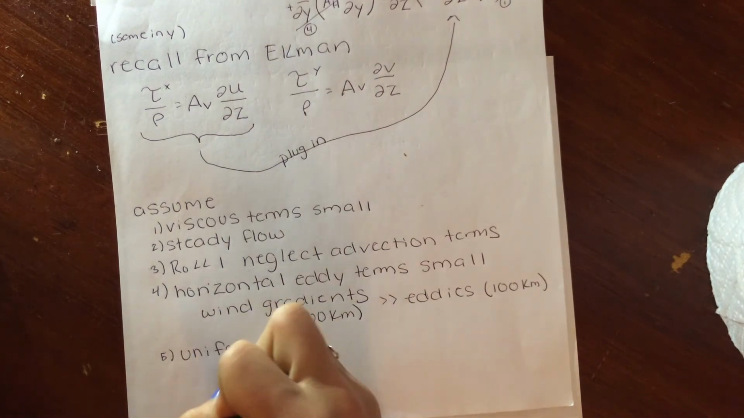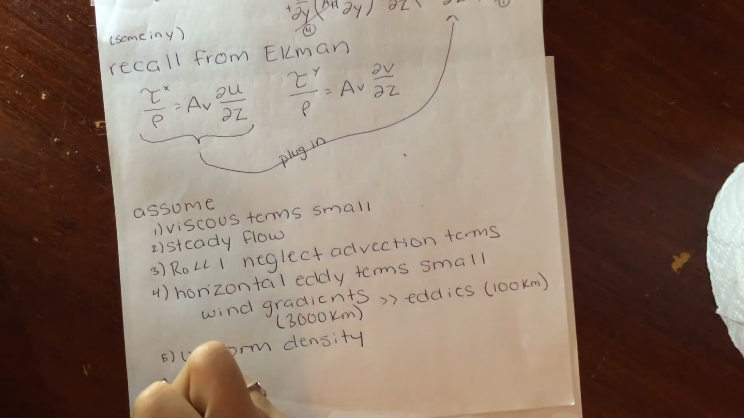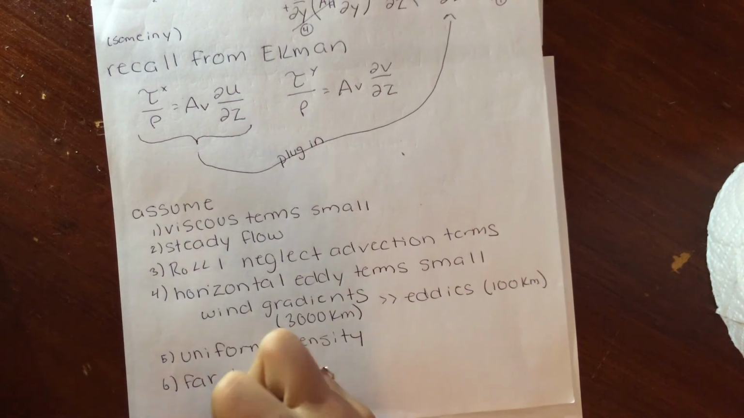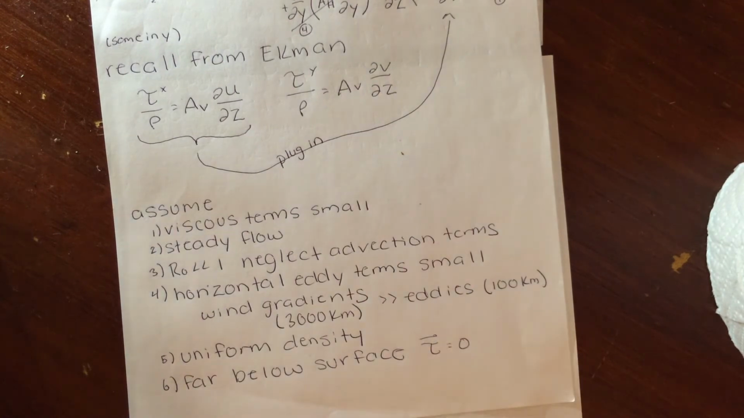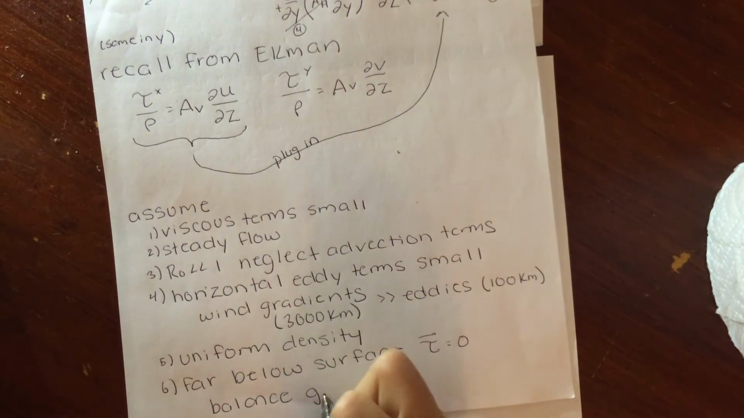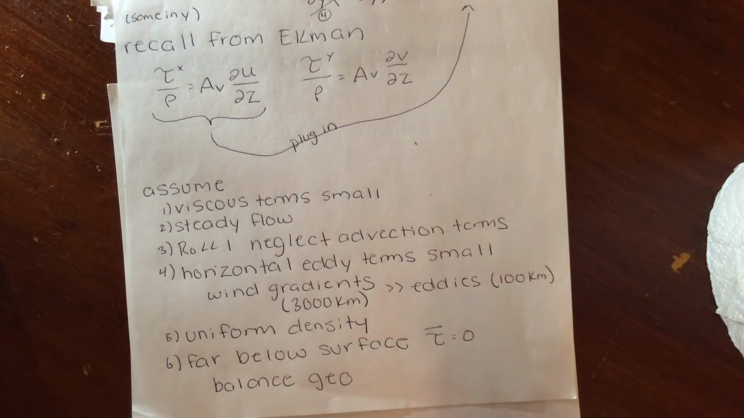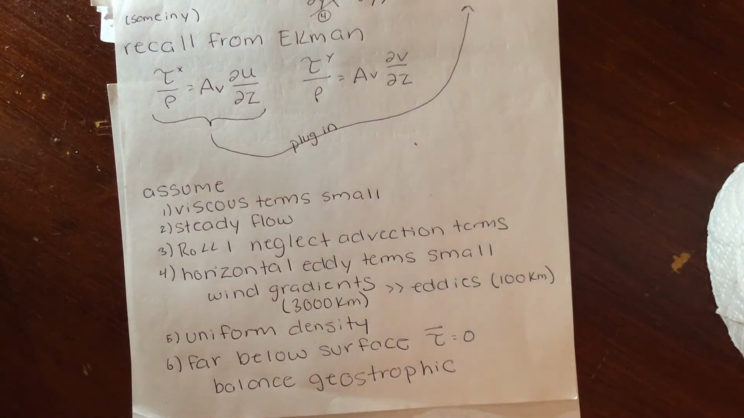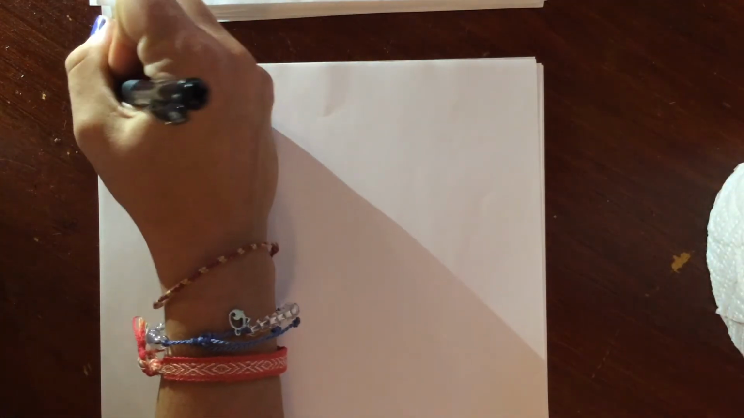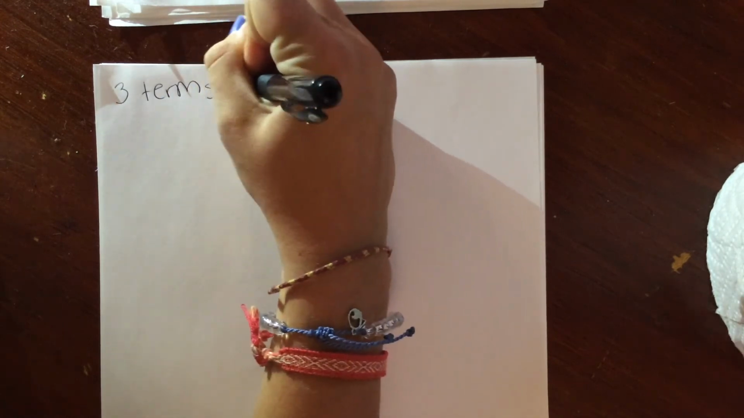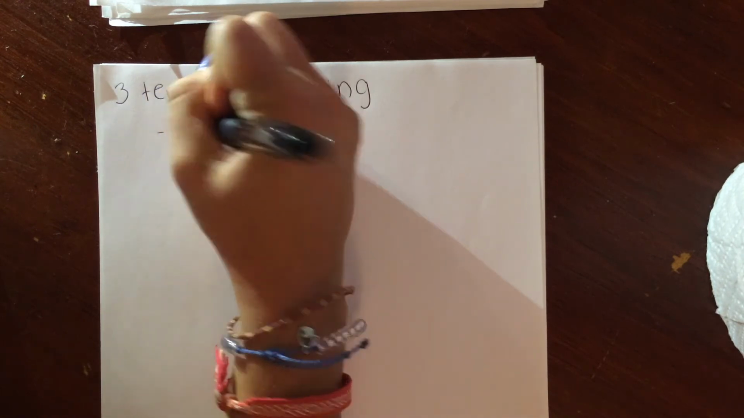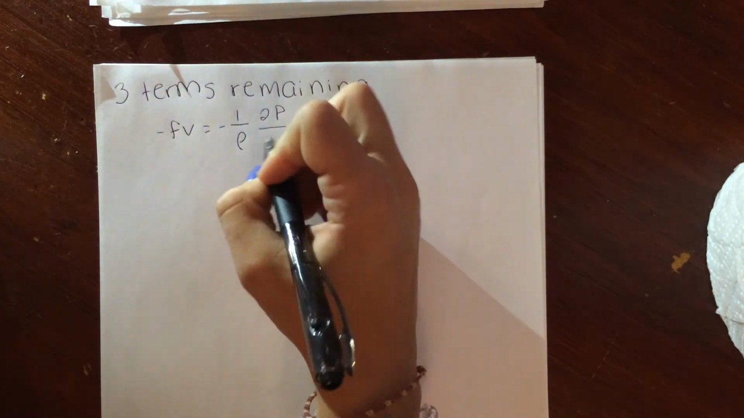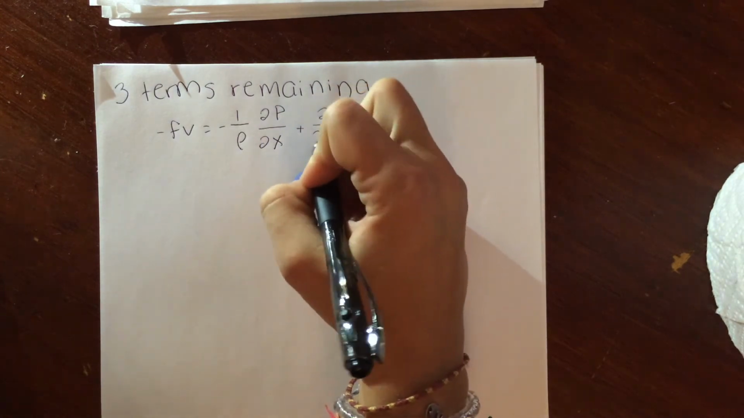For this case, we'll also assume uniform density. And finally, the flow is indeed geostrophic. The force balance is still between the pressure gradient force and the Coriolis. The Ekman pumping is very small, and the changes induced in the vorticity are very weak. These set up the pressure gradients to drive the geostrophic flow. Remaining, we have three terms: the Coriolis term, the pressure gradient term, and our d tau dz term.